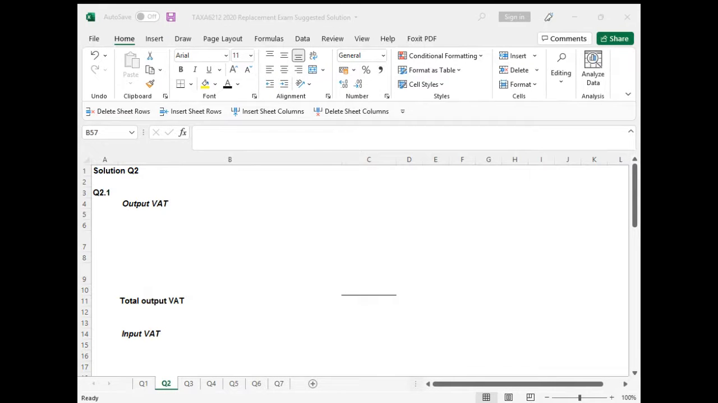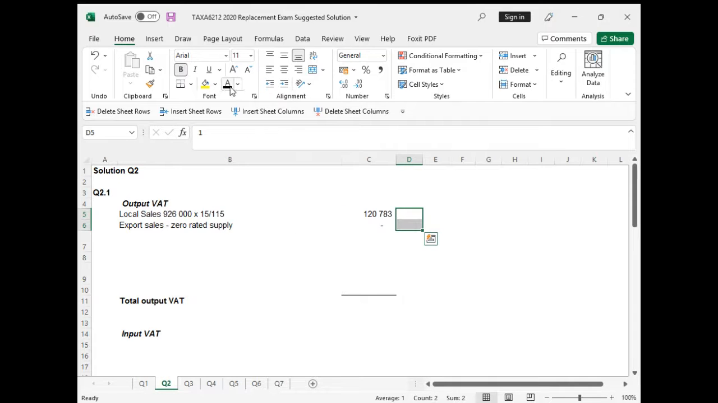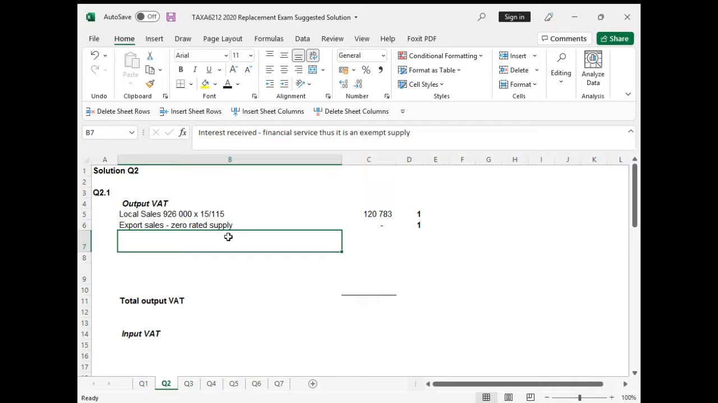Okay, welcome back everyone. So we're going to continue now with question 2 and now go do the physical calculations based on the information we've read through. Okay, so we said for the sales, the local and the export sales, you would have to split it between the two amounts by showing your local sales is the 926,000 and you multiply it with 15 over 115 because the amounts are inclusive of VAT. And then your export sales you would show is zero rated and it would have an amount of 0.